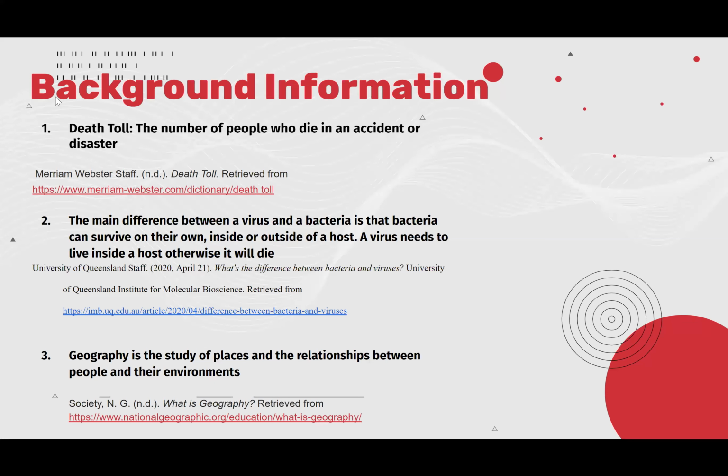Some background information. First piece, death toll is the number of people who will die in an accident or disaster. Second, the main difference between a virus and a bacteria is that a bacteria can survive on their own inside or outside of a host, but a virus needs to live inside a host, otherwise it will die. Third piece, geography is the study of plants and the relationship between people and their environments.